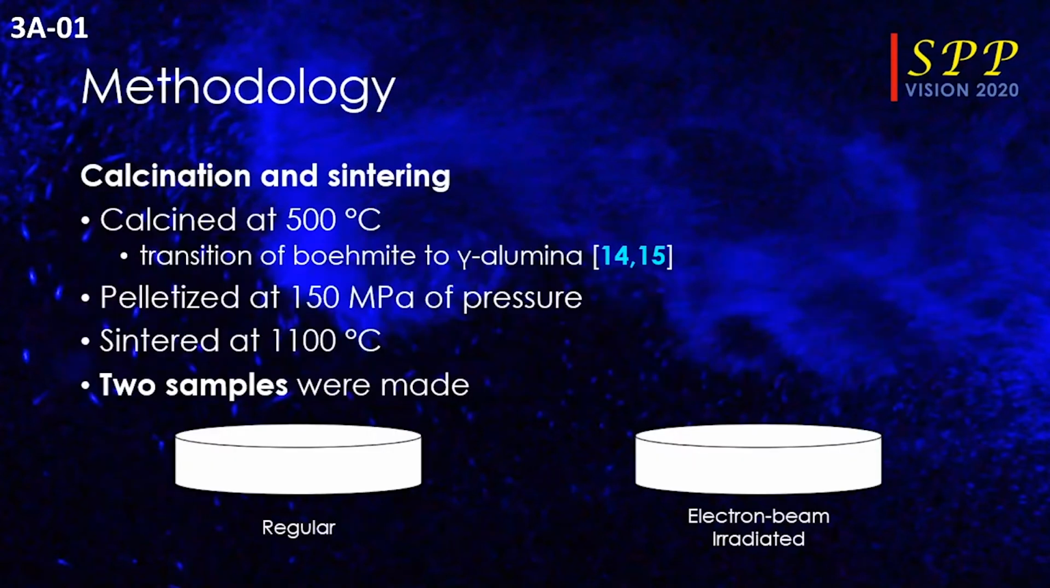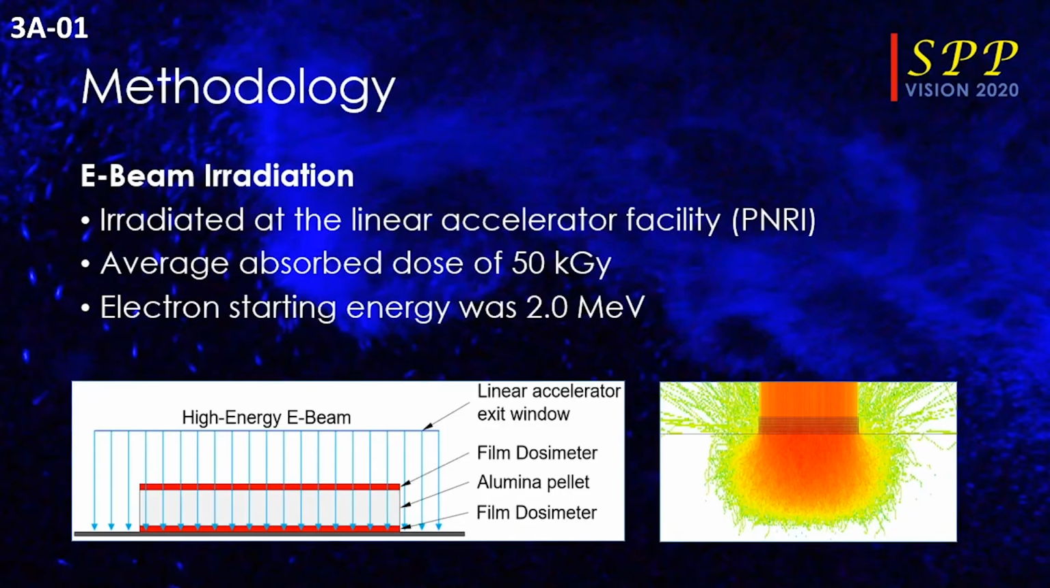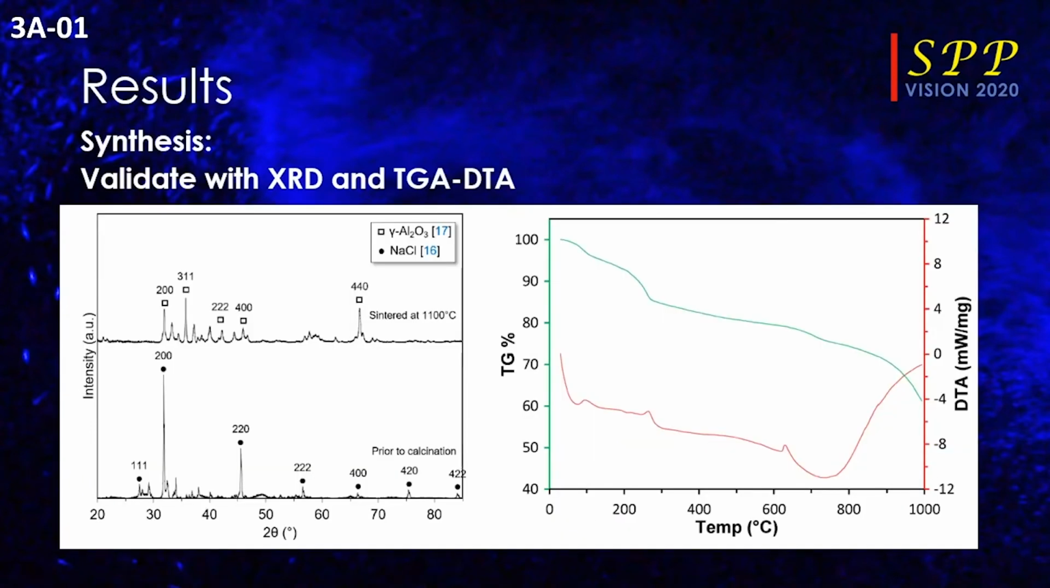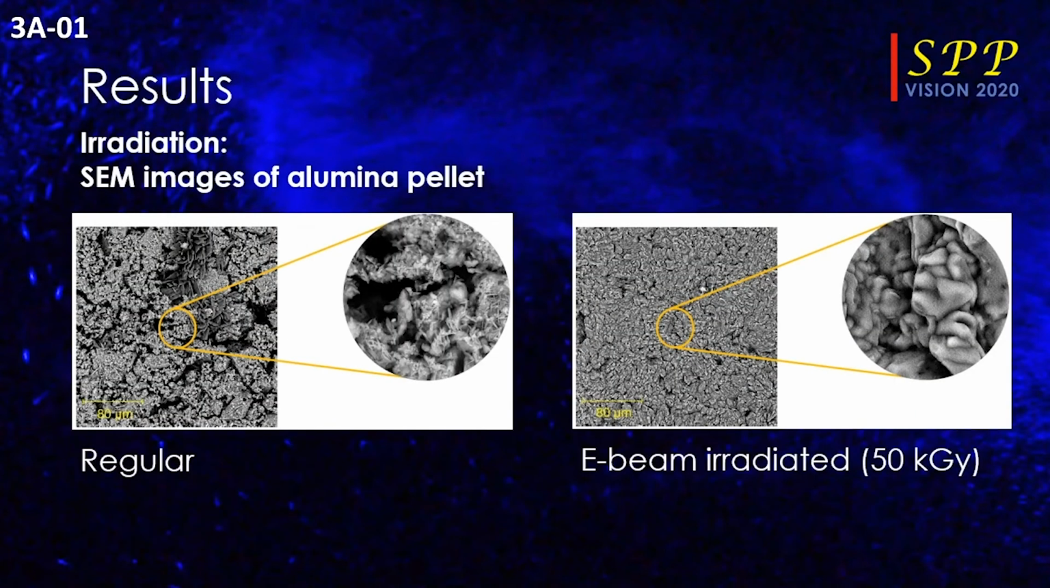In order for us to study the effect of electron radiation, we created two pellets, where one is the regular and one is irradiated by electron beam. The irradiation was made in the Philippine Nuclear Research Institute's Linear Accelerator Facility. For our results, we used XRD and TGA-DTA to validate if we had indeed synthesized the alumina using the sol-gel method. The results of the SEM for the regular pellet is shown on the left, and for the E-beam irradiated pellet shown on the right.